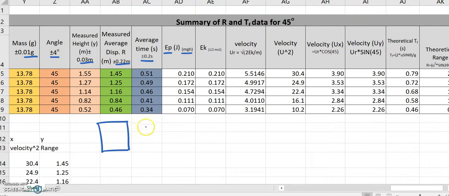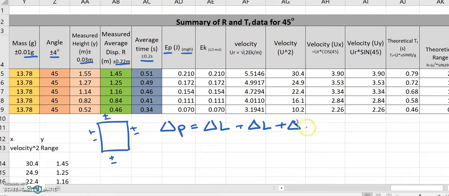Now, if we measure the perimeter of a rectangle, we have an absolute uncertainty on each length. The total absolute uncertainty of the perimeter would be the absolute uncertainty of one length plus the other length plus the width plus the width. And that's easy. We can just add all those together and it'll give us a total absolute uncertainty.